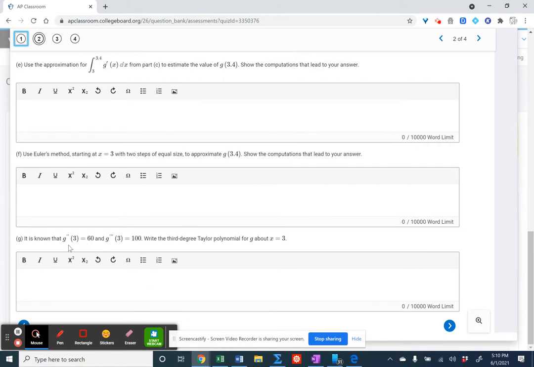Lastly, letter G. It is known that g double prime of 3 is 60 and g triple prime of 3 is 100. Write a third degree Taylor polynomial for f about x equals 3. A lot of people forgot to shift this over and not center it at 0. A lot of you gave a Maclaurin polynomial.